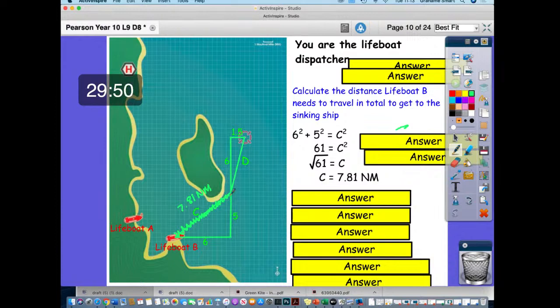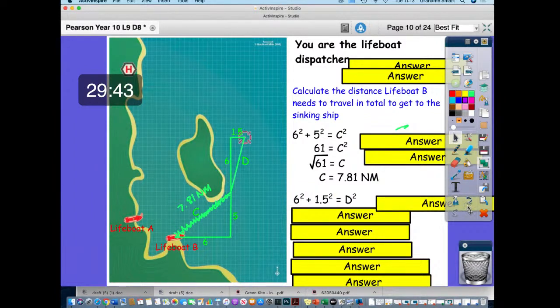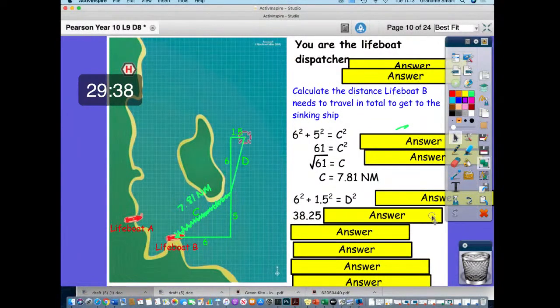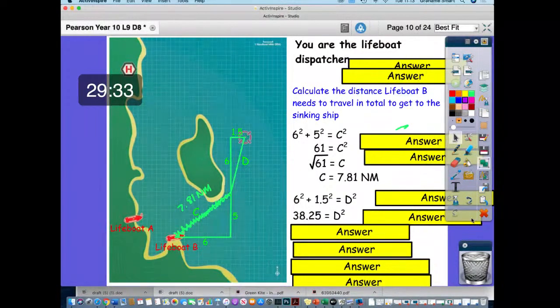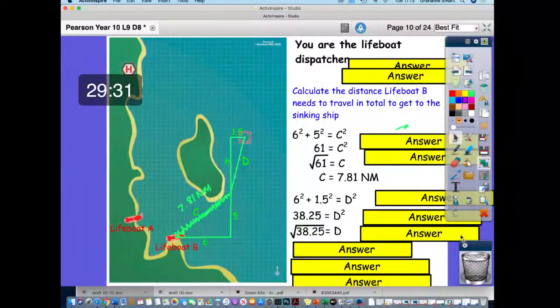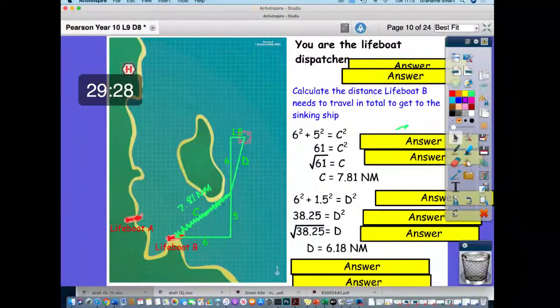And what about D then? Well, D is going to be a similar strategy. Okay, and I'm going to substitute in 6 and 1.5 in this case. So I've got 6 squared add 1.5 squared, which comes out to be 38.25, and then square root 38.25, and that gives me 6.18 nautical miles. And you can see that's going to give me that length there. And you'd expect 6.18 seems plausible because this is a very short distance at the top here of 1.5.